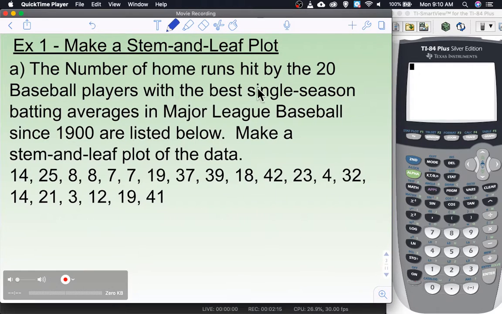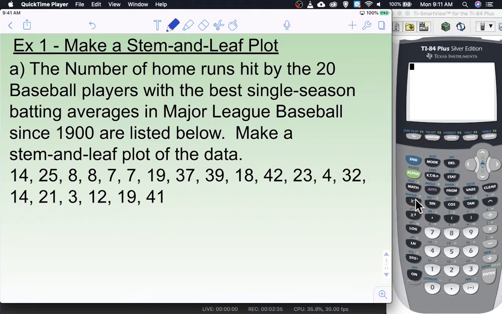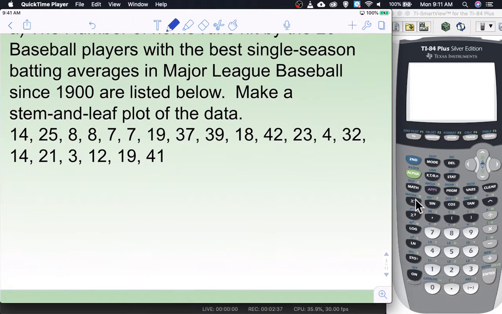So the number of home runs hit by 20 baseball players with the single best season batting averages in Major League Baseball since 1900 are listed below. Make a stem and leaf plot of the data. Now, this is pretty low, so these are maybe since before 1900, I don't know. So we want to make a stem and leaf plot of the data.